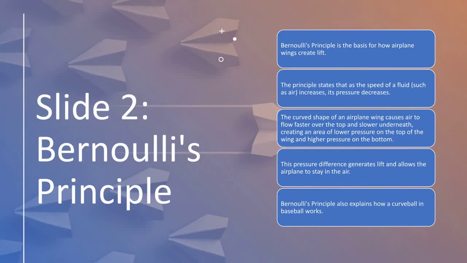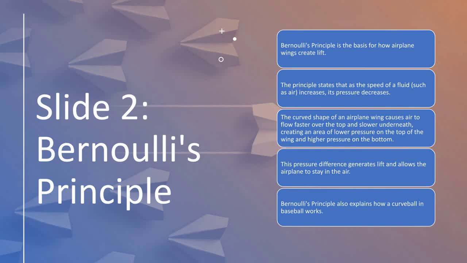The curved shape of an airplane wing causes the air flowing over the top of the wing to travel faster than the air flowing underneath it. As a result, there is an area of lower pressure on the top of the wing and higher pressure on the bottom. This pressure difference generates lift, which is what allows the airplane to stay in the air.